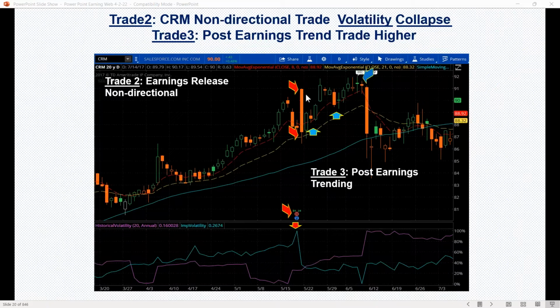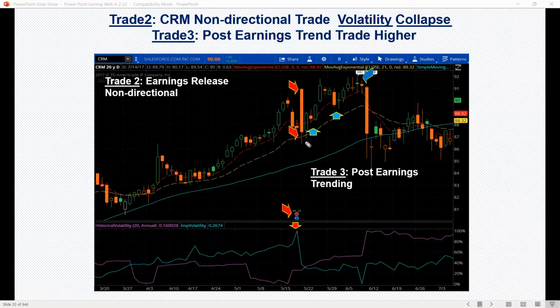Again, with those crazy earnings, a lot of times we don't know if the market will spike up or down. But we don't really care if we do the right option strategy. And then trade three is your post-earnings trend trade. In this example, CRM tends to trend in the direction of its earnings. So if the earnings come out positive, it tends to trend higher post-earnings. If it's negative, it trends lower.